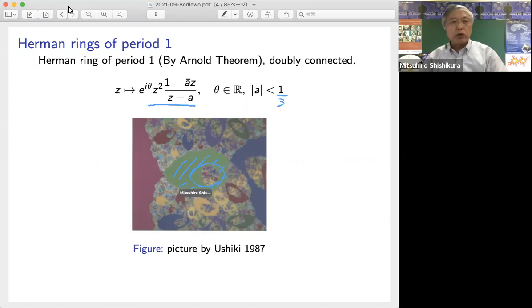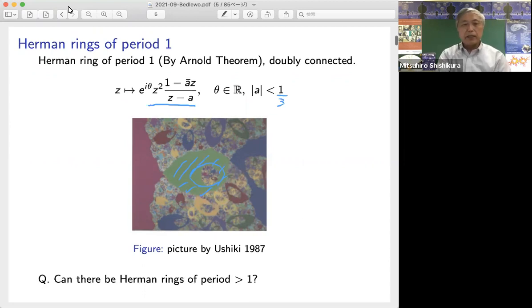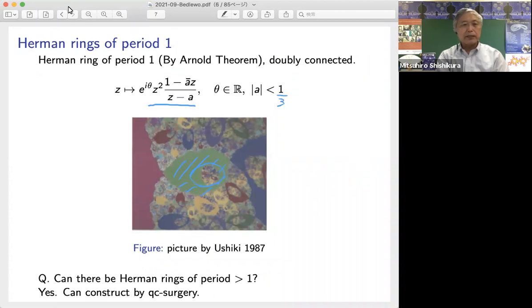I think when people talk about Herman rings, usually they talk about this example that contains S1, because it's easy to look for the parameters. But then you can ask, are there any other types of Herman rings, for example, period more than 1? The answer is yes. This was the question I asked very early in my career, and the answer is yes, you can construct them by QC surgery.